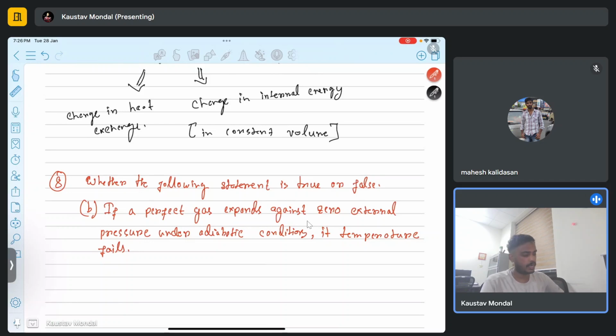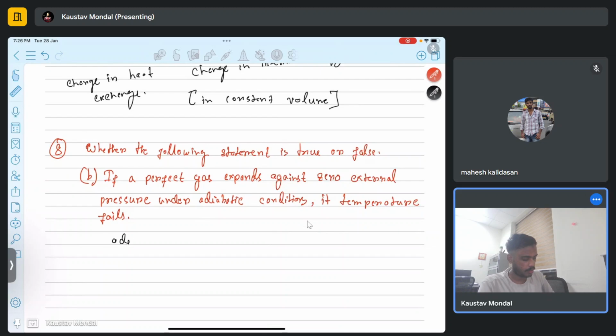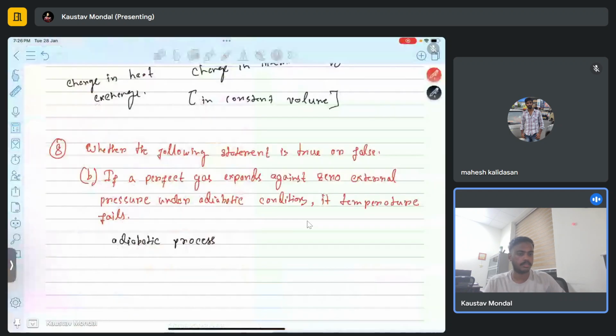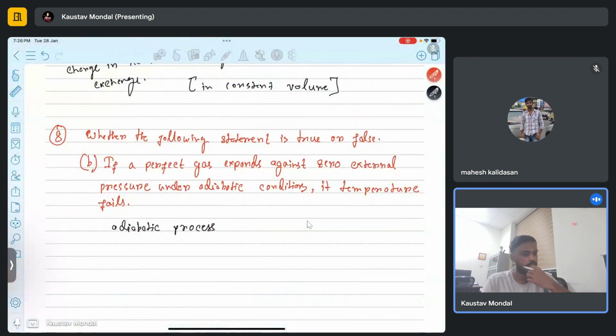Now, this is the adiabatic process, right? I've already discussed the basic theory, the basic assumptions that you have to take when the process is adiabatic, and that is you have to take dq equal to 0 because there should be no heat exchange. That is one of the properties of an adiabatic process. So dq will be equal to 0, no heat exchange between the system and the surroundings, and the external pressure will be 0.